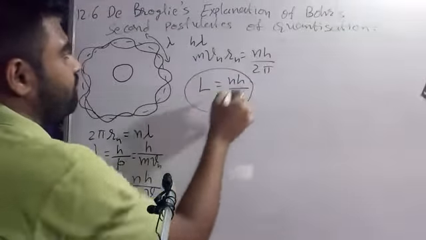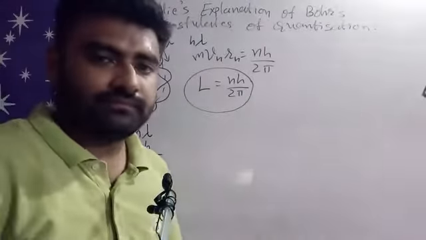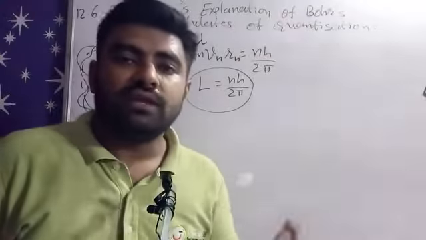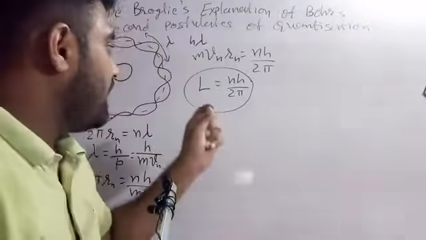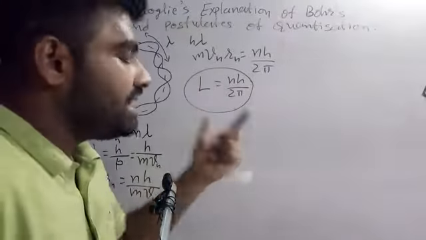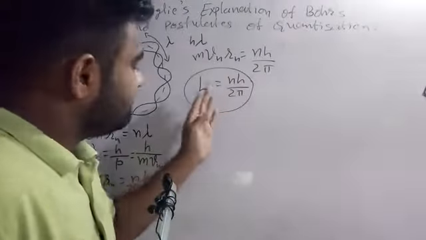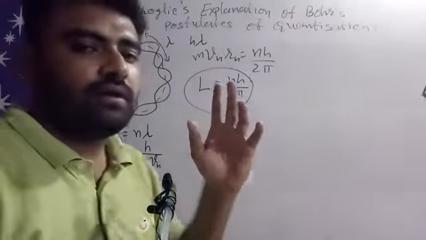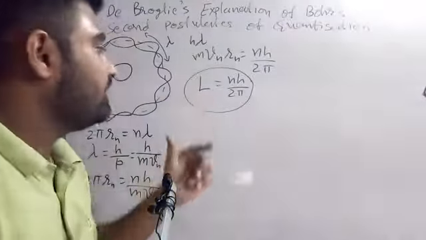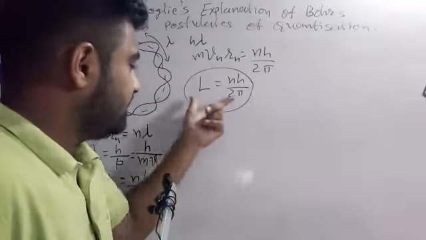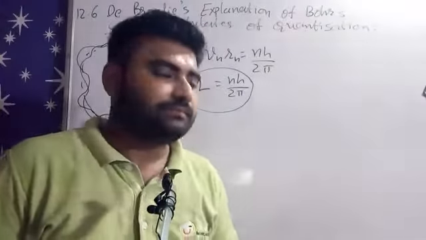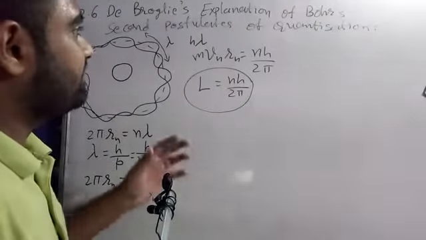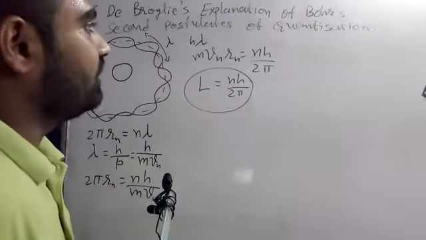This is Bohr's second postulate: the electron only revolves in those orbits which have angular momentum equal to n multiplied by h upon 2 pi. That's our formula here. So that was de Broglie's explanation of Bohr's second postulate of quantization.